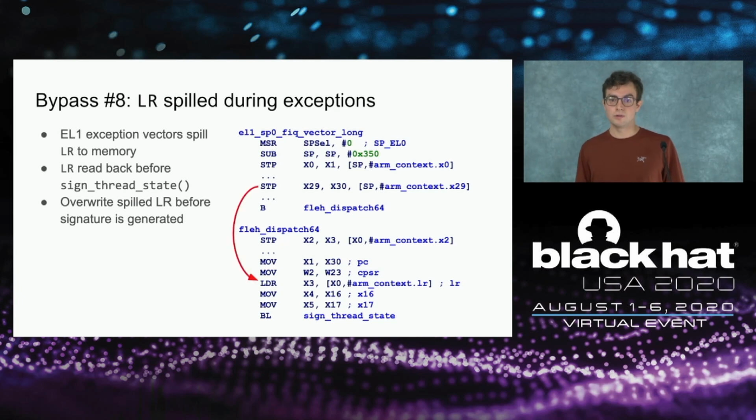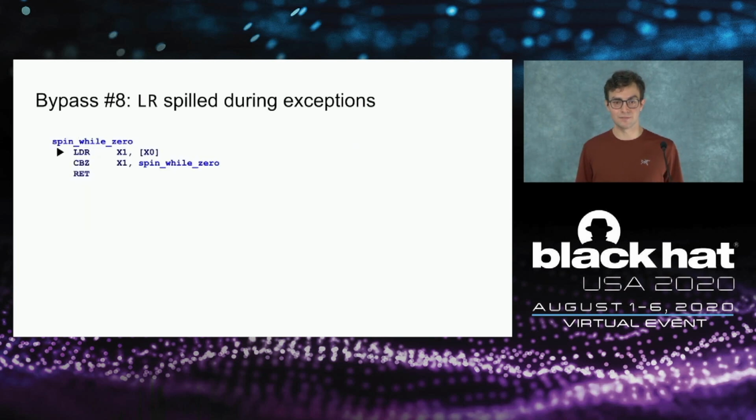So if you look closely, what you'll see is that the return address register X30 is being spilled to memory, and then just a few instructions later, it's being reread back from memory right before this call to sign thread state. And this is problematic because this gives the attacker a window in time to modify the return address while it's spilled to memory before it has been protected by generating this PAC signature on the saved state. So this is additionally just another PAC bypass right in the exception vector itself.